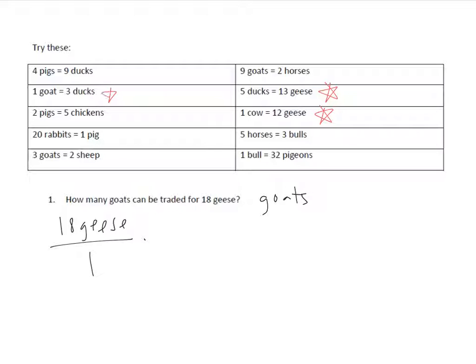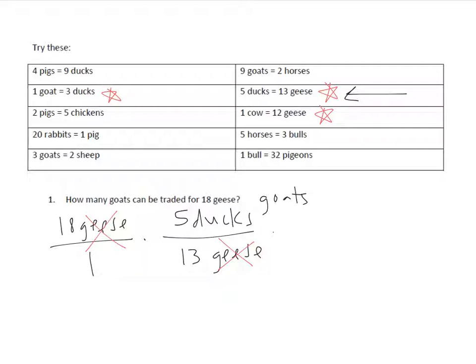So it looks like ducks can get to goats there. What about cows? It looks like cows really can't be traded with anything, so I don't think I want to go from geese to cows. I probably want to go from geese to ducks, just based on the table that's provided. So 18 over 1. Let's now trade geese to ducks. So I need geese to be in the denominator to cancel out. And then, I'm looking at this one right here, 13 geese is equivalent to 5 ducks. So then the geese cancel out.